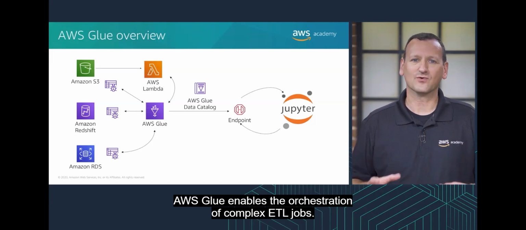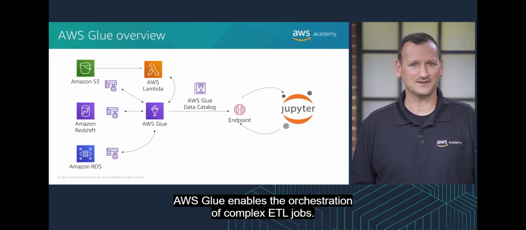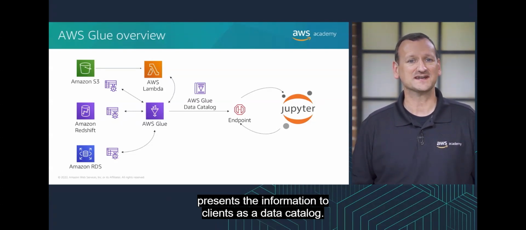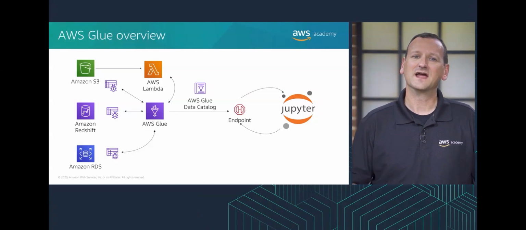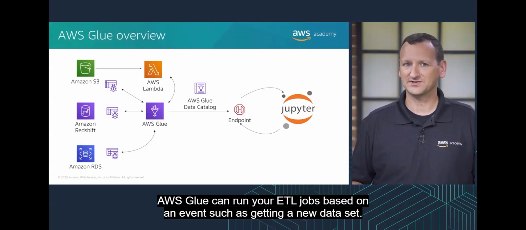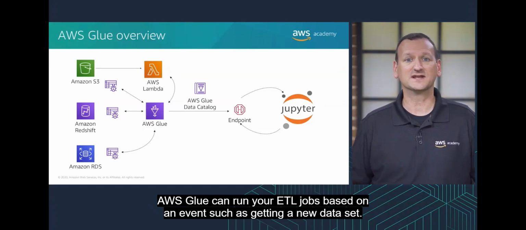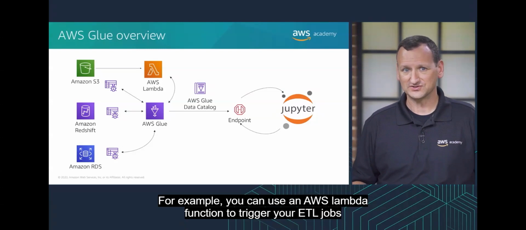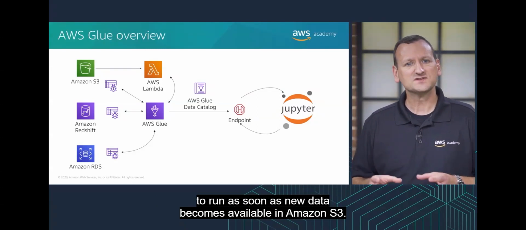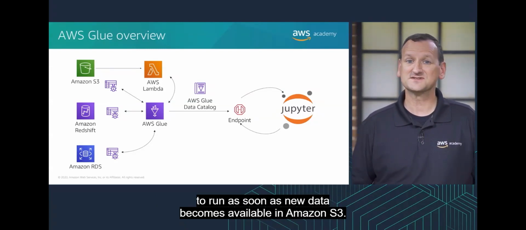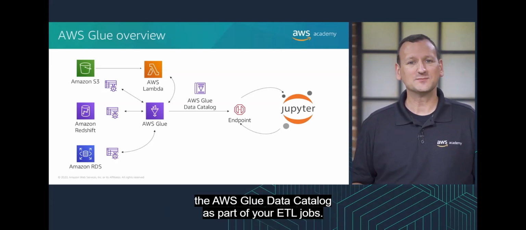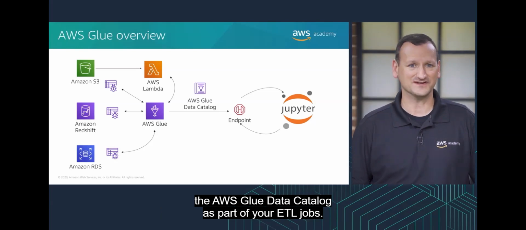AWS Glue enables the orchestration of complex ETL jobs. In the example, AWS Glue crawls the data sources and presents the information to clients as a data catalog. AWS Glue can run your ETL jobs based on an event, such as getting a new dataset. For example, you can use an AWS Lambda function to trigger your ETL jobs to run as soon as new data becomes available in Amazon S3. You can also register this new dataset in the AWS Glue Data Catalog as part of your ETL jobs.